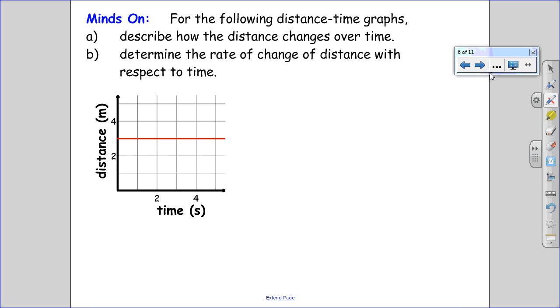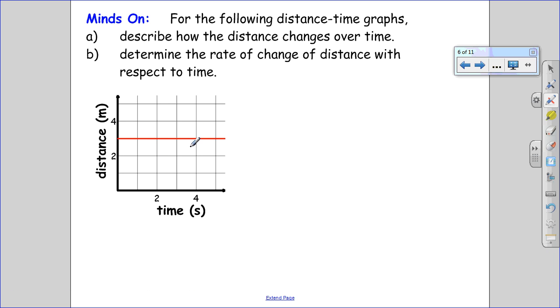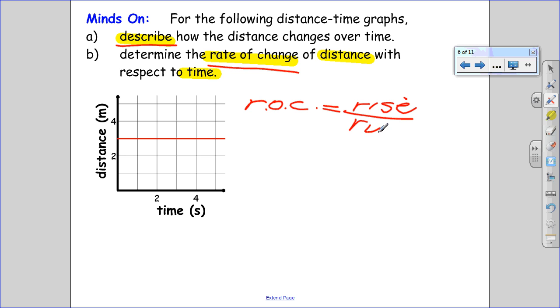In the next graph, what's happening there? My distance is never changing, is it? So my distance stays the same over time. As the time increases, the distance stays the same. The rate of change, of course, I was doing the same things. I can highlight the key information and underline what I'm looking for. I'm describing the distance over time. I'm finding my rate of change. So to find my rate of change, that's my rise over run.